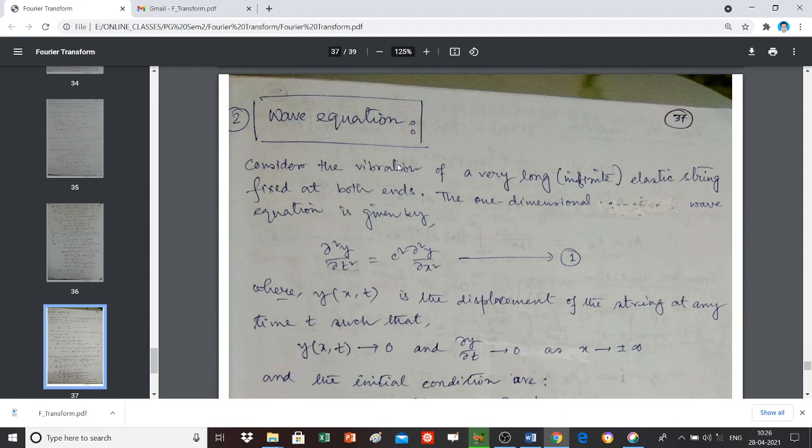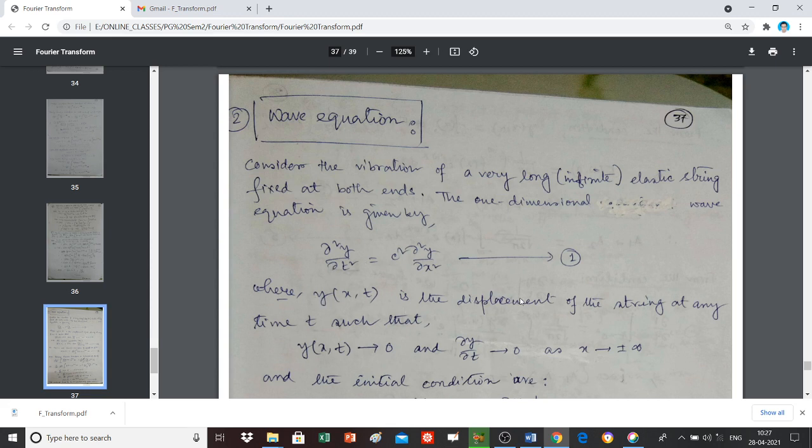In the case of the wave equation, consider the vibration of a very long infinite elastic string fixed at both ends. The one-dimensional wave equation is given by, you are very familiar with this type of equation from wave and acoustics at the graduation level, so I am writing it directly: del 2y by del t square is c square del 2y by del x square. This is the one-dimensional wave equation for a string which is clamped at both ends.